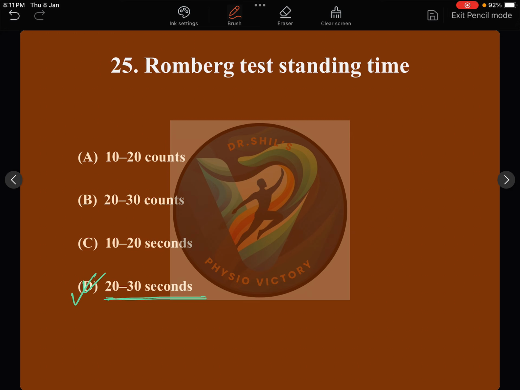Romberg test basically assesses proprioception and vestibular function, first with eyes open, then eyes closed, standing with feet together for 20 to 30 seconds. If the patient is unable to stand, then it is called sensory ataxia.